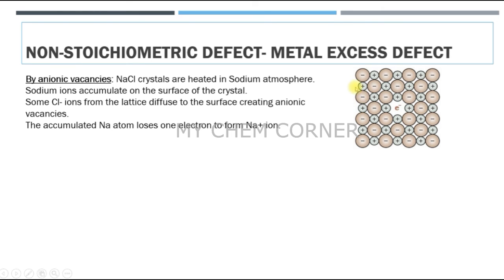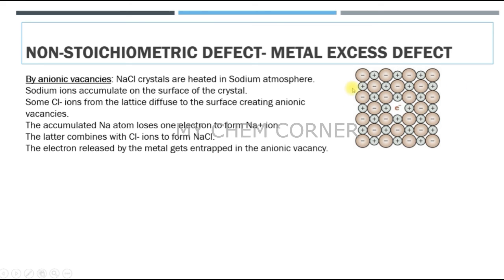So whatever sodium atom is there at the surface, it will try to release an electron, and it will form sodium plus ion. Now when that happens, whatever Cl minus comes out of the crystal is going to form NaCl with that sodium atom. Now what happens to the electron that's released by the sodium? It is going to be sitting in the place where that anion came out. So it's going to be entrapped in the anionic vacancy. Therefore, the crystal will have excess of sodium. Alright, because one Cl atom has moved out, now it will have excess of sodium atoms in it.